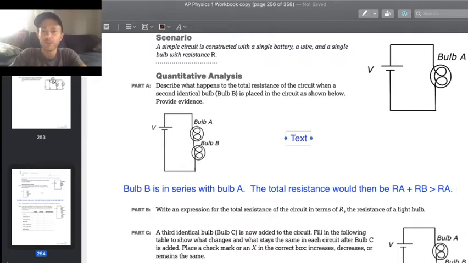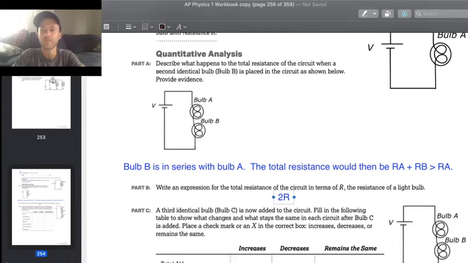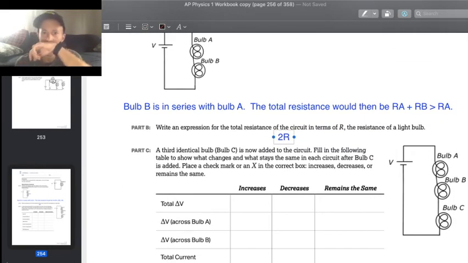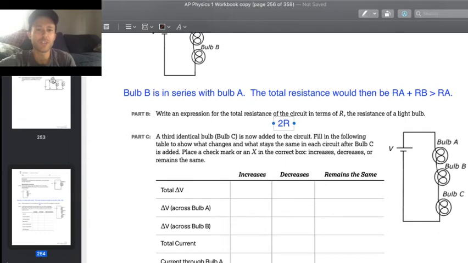Write an expression for the total resistance of the circuit in terms of R, the resistance of a light bulb. That's very simple. The answer would just be 2R, because if you put two identical resistors in series, it doubles the resistance. A third identical bulb is now added to the circuit. Fill in the following table to show what changes and what stays the same in each circuit after bulb C is added. Place a check mark or an X in the correct box. Okay.